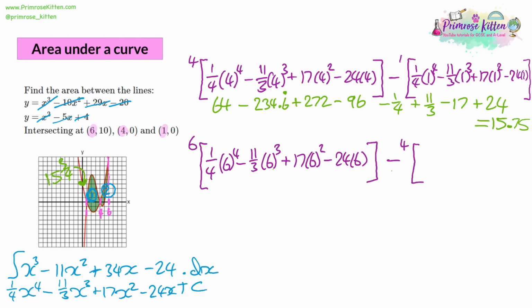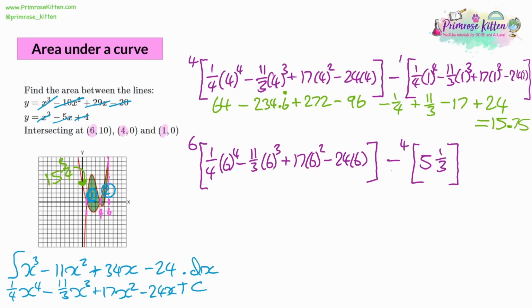Now we've already substituted in the 4, so we can already get a value for this. And it was the first 4 terms. So it was the 64, take away 234.6 recurring, plus 272, take away 96. So that actually was 5 1/3. So we've already got the value for that. All we need to do now is our third substitution for the 6.